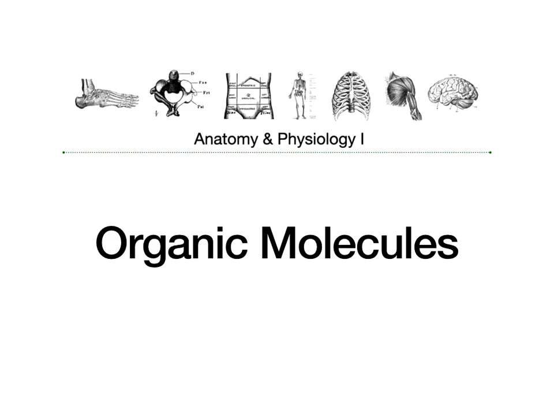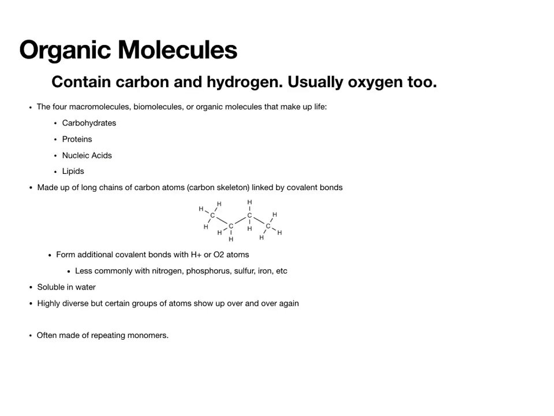This is the second half of Chapter 2. We're going to be covering organic molecules in this section. Organic molecules contain carbon and hydrogen, and sometimes oxygen as well. They always contain the hydrogen and carbon, however. The four macromolecules, the biomolecules or organic molecules that make up life are carbohydrates, proteins, nucleic acids, and lipids.